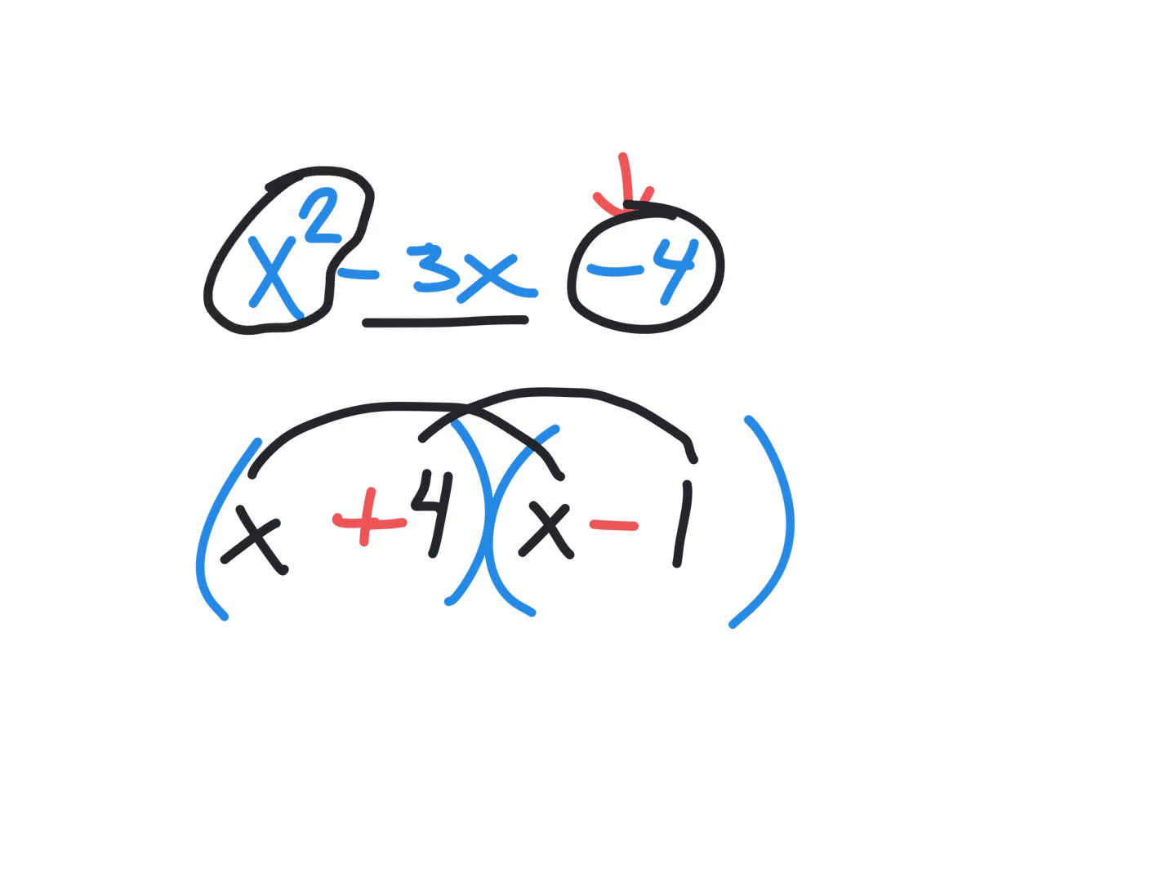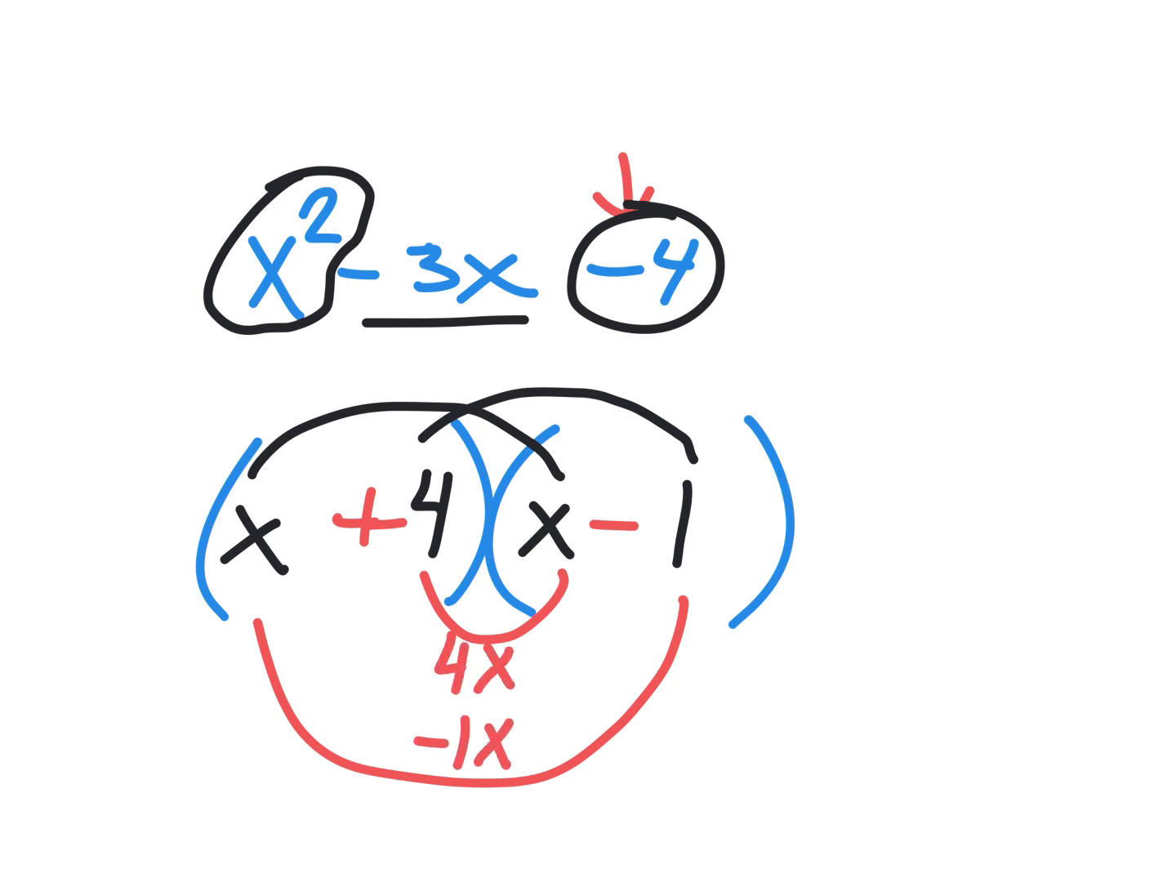But it's always about the outside and the inside. 4x and negative 1x. That makes a total of 3x, and I wanted negative 3x. Do you remember what I just told you? If you ever get the opposite of what you wanted, then you switch the signs. So this becomes minus, this becomes plus, and now I've got it right.